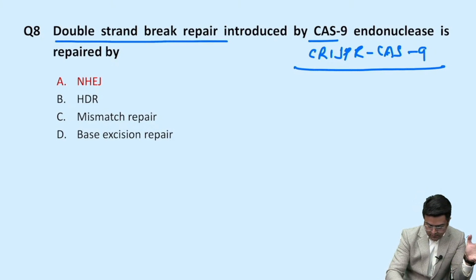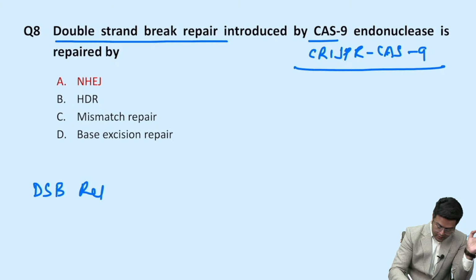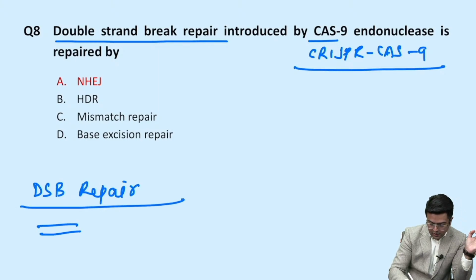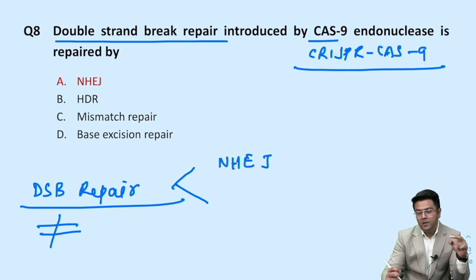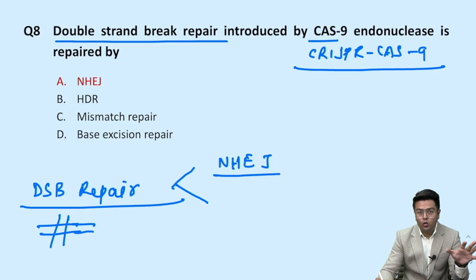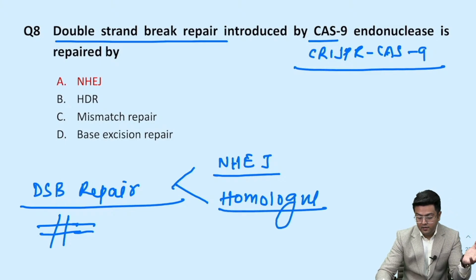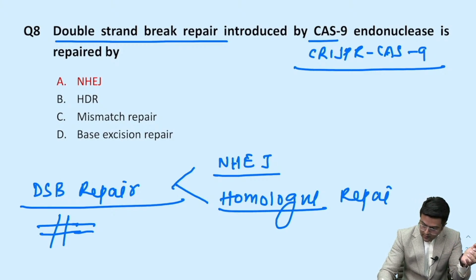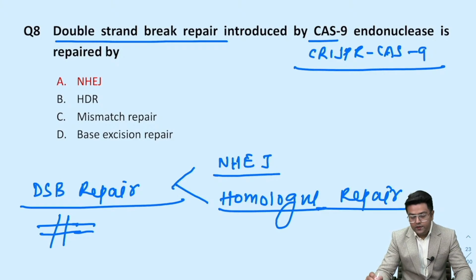The question is double strand break repair. So guys, when the two strands of the DNA break, they are repaired by non-homologous end joining. That means just join the two ends, and whatever fragment is lost is not replaced. So this is error prone. The other is homologous or homology directed repair, that is HDR. Option B is homology directed repair. So non-homologous end joining and homologous repair.